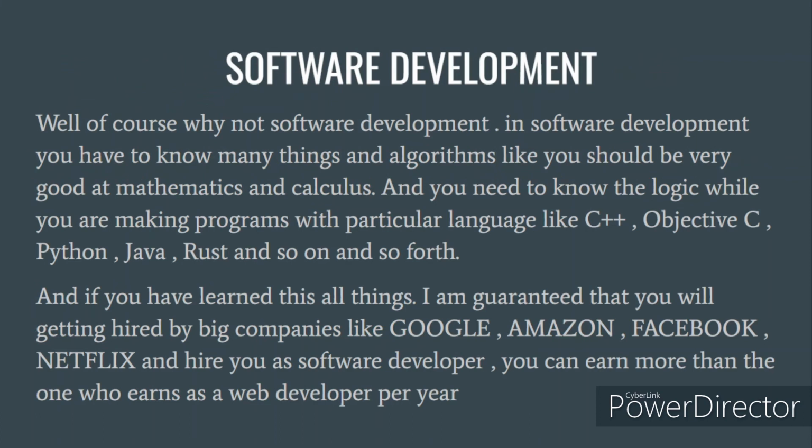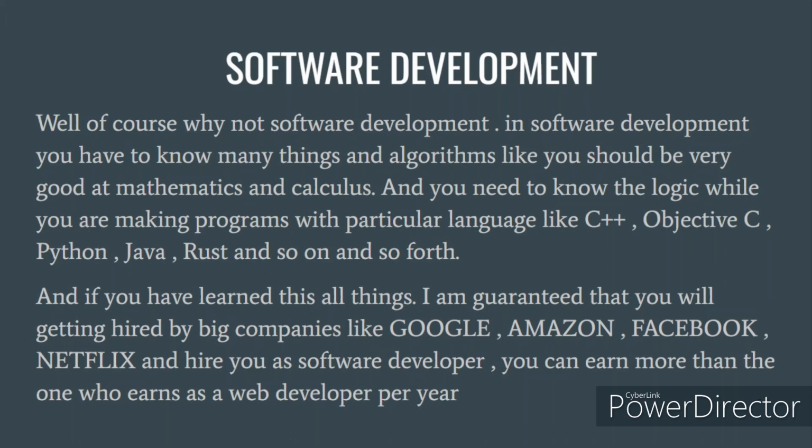Okay, software development. Well, of course, why not software development? In software development, you have to know many things and algorithms, like you should be very good at mathematics and calculus. And you need to know the logic while you are making programs with a particular language like C++, Objective-C, Python, Java, Rust, and so on and so forth. And if you have learned all these things, I guarantee you will be getting hired by big companies like Google, Amazon, Facebook, Netflix. And hired as a software developer, you can earn more than the one who earns as a web developer per year.